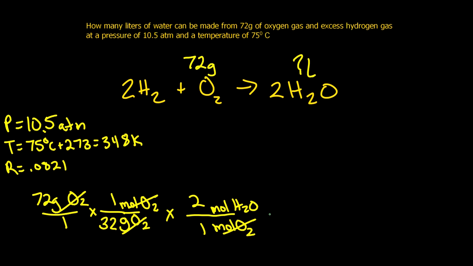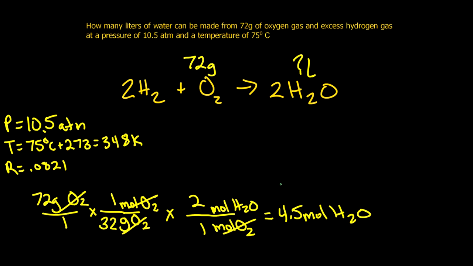Once I got moles of H2O, I need to change it to volume of H2O. Since it's not at STP, I'm going to cut my string off right here. Once I get this moles of H2O, I'm then going to plug that into ideal gas law. So let's finish this little portion here. So I got 72 times 1 divided by 32 times 2 divided by 1. So I have 4.5 moles of H2O. Alright, that's not our answer though.